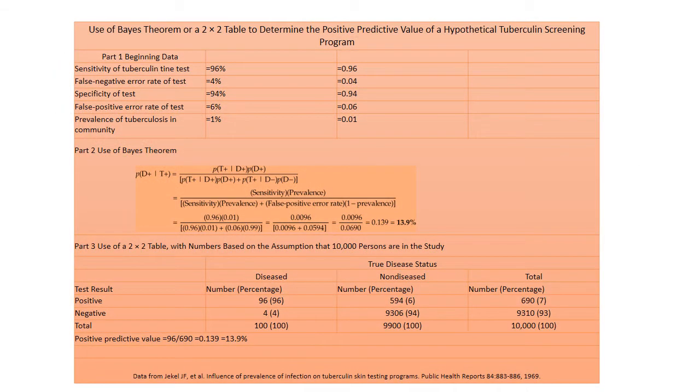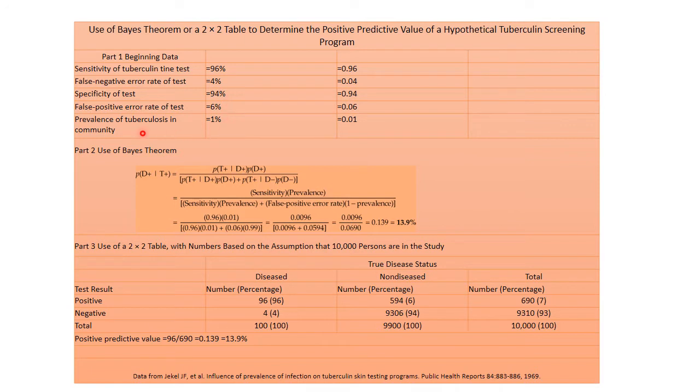We've seen tables like this before, but let's walk through it. Looking at the test itself, the beginning data, the sensitivity of our test is 96%, or 0.96. Remember that sensitivity goes along with the false negative rate, and both of these should equal 1. So if it's 96% for the sensitivity, then the false negative rate needs to be 4%. Similarly, with specificity, about 94% specificity goes along with a 6% false positive error rate, so these two should equal 1.